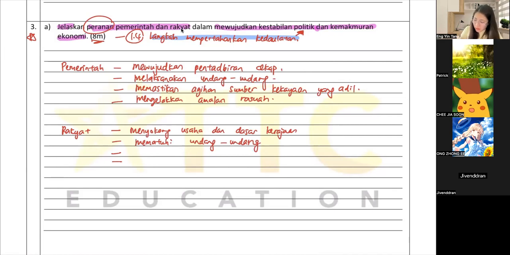And then this one, make sure that we split everything fairly. See? We mengagihkan sumber kekayaan yang adil. Mengagihkan means that the wealth of the country distribution must be done fairly. So therefore, as a citizen, we need to memupuk kerjasama lah. And the last one here, setia kepada raja dan negara. So everyone here, listen carefully.